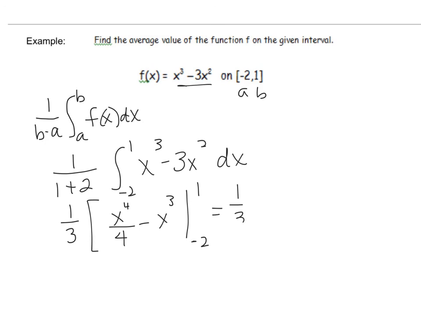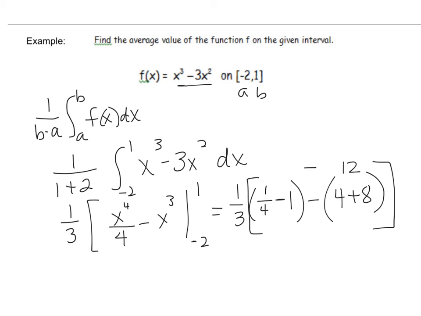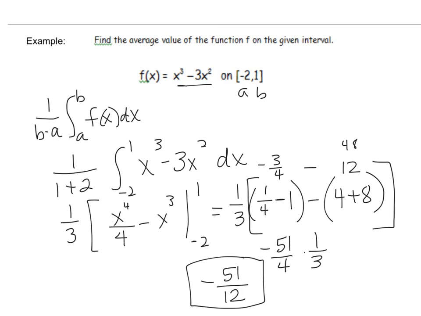So this is going to be 1/3, and the first is 1/4 minus 1, minus, and then put a negative 2 in there, that'll be positive. So 2 times 2 is 4, 4 times 4 is 16, divided by 4 is 4, plus 8, right? And so this will be minus 12. This is negative 3/4. So our number is going to be negative. This is 48. So negative 51 fourths times a third. So negative 51 over 12. And if we reduce that, which we don't have to, it would be negative 17 fourths.